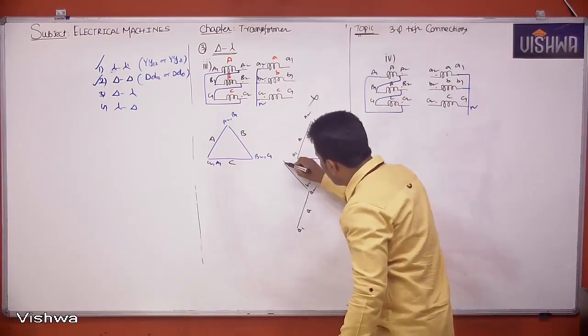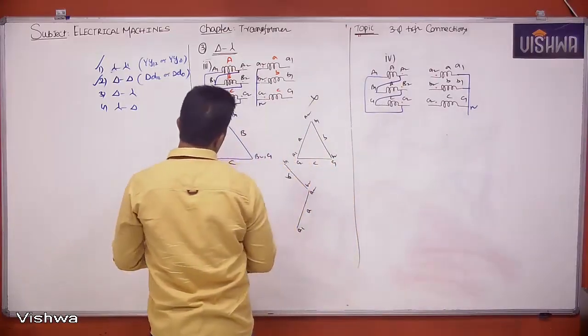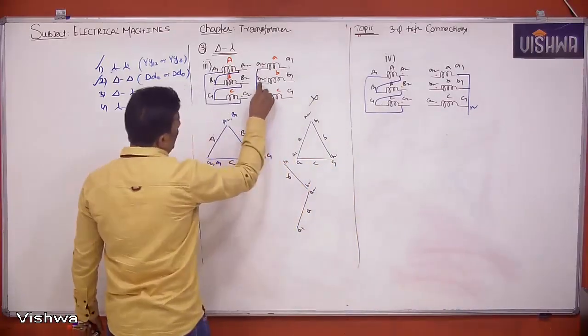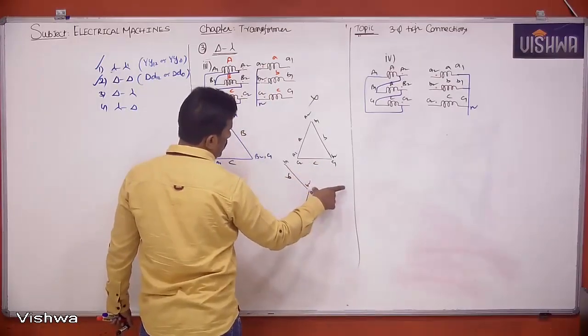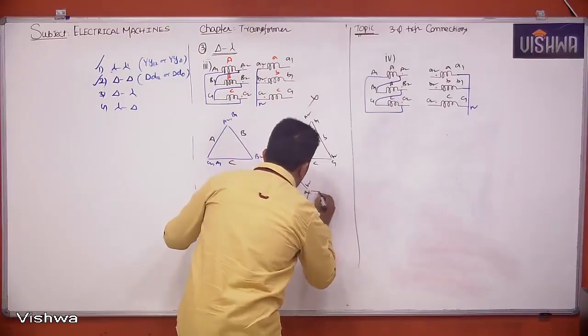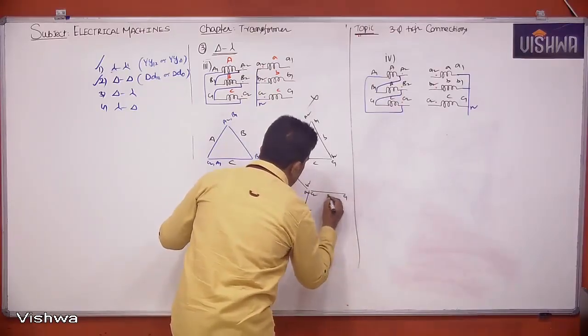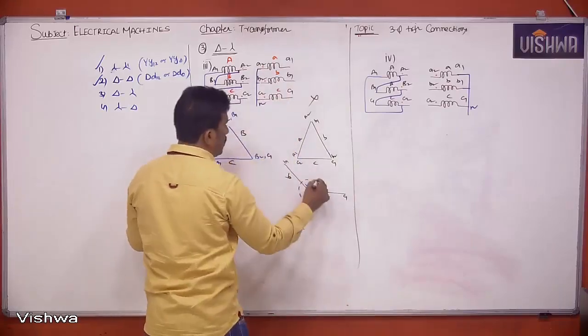B2, B1. Orientation should not change. Similarly, C2 has to come and connect with the A2, B2. So C is here, C1 is here. So I can draw like this. This is C2, C1, small c. A2, B2, C2 short with neutral.